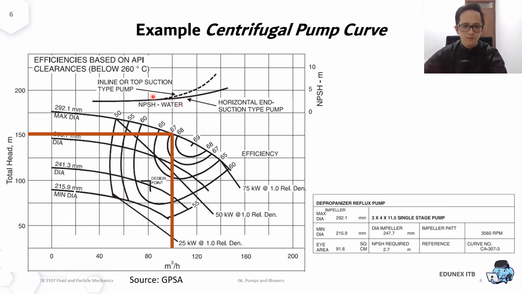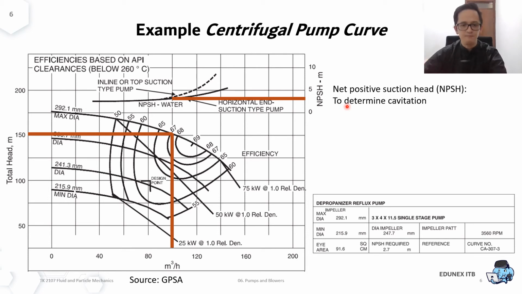And then you can also get information about NPSH, or the net positive suction head, which will be explained in the next video. It is to determine cavitation, to prevent any vapor generated in the pump that will damage the pump. For example, for this pump series at 100 cubic meter per hour, the net positive suction head required by the pump is 3 meter. Below that, it will lead to cavitation.